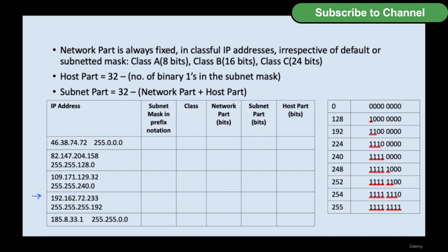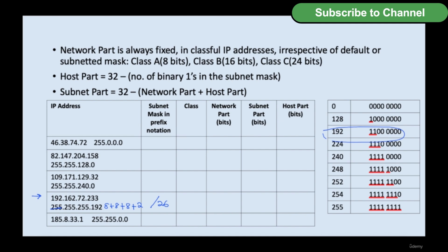Now the next question, 192.162.72.233. Subnet mask is 255.255.255.192. So its first 255 means 8 binary ones, the second 255 is 8 binary ones, the third 255 is 8 binary ones, and 192 is coming from here. So 2 binary ones. 8 plus 8, 16, 16 plus 8, 24, 24 and 2 more, so /26 is the subnet mask in prefix notation.